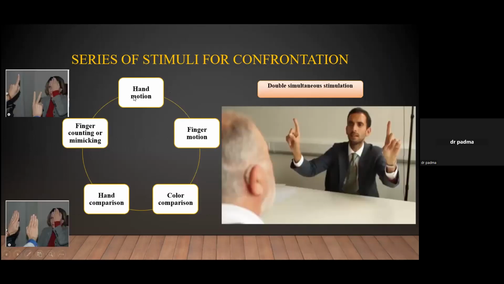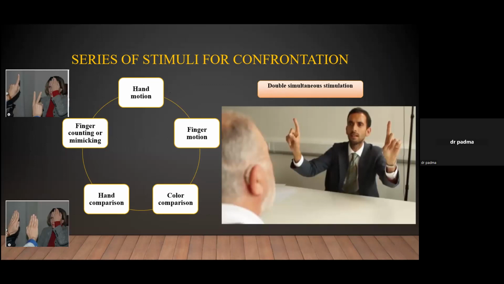One stimulus is hand motion, where the examiner holds the hand within 1 quadrant and waves it from side to side and asks if the patient sees something moving. Next is finger motion, where the examiner wiggles the index finger rather than the whole hand. The other is finger counting or finger mimicking, where the examiner holds a closed fist in 1 quadrant and then raises 1 or 2 fingers briefly. The patient should report whether he sees 1 or 2 fingers, or he can mimic with his own fingers.